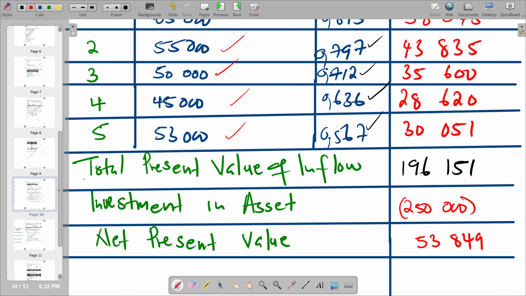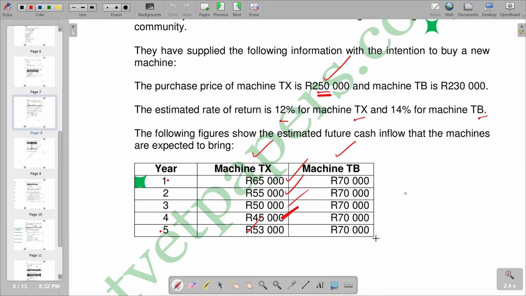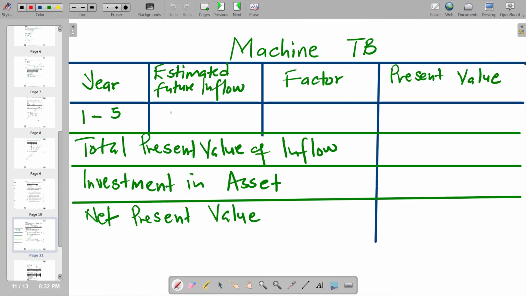Of course, we also need to go to machine TB. If you refer back, you'll see that it has the same cash inflow for each and every year, so we are not going to include each and every year. We're just going to include the 70,000, which is the same estimated future cash inflow. So in our other section, the estimated future inflow is 70,000.